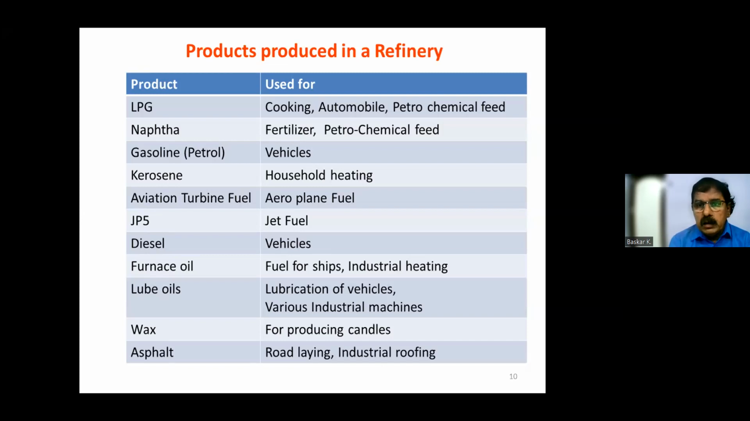Actually, wax is mostly a byproduct of refinery, and it has been very useful for industries catering to candles and other material. And then we have asphalt, which is used for road laying, industrial roofing, and asphalt is also called bitumen or tar on a conventional basis. So these are the various products we produce in the refinery. And you can see that the entire product range is very, very useful for all the public.